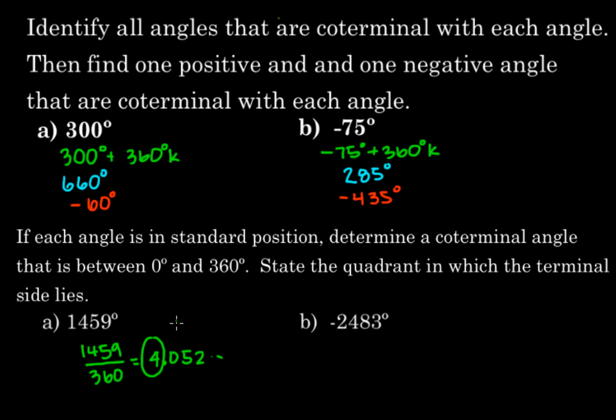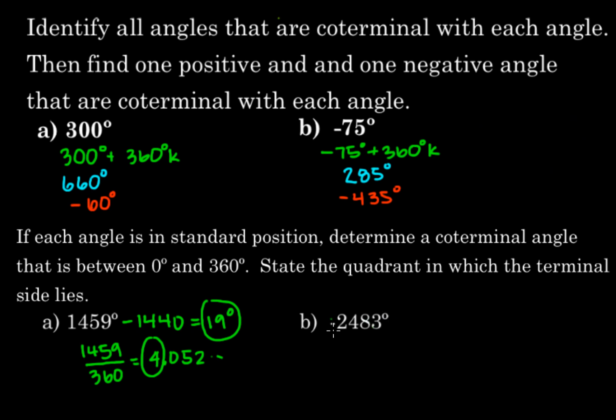So 4 rotations times 360, we have to calculate that. 4 times 360, and we get 1440. So I'm going to subtract the 4 rotations, which is 1440, and when I subtract 1440, I get 19. This tells me that 1459 is coterminal with 19 degrees. 19 degrees is between 0 and 360, so I've figured out the correct amount.